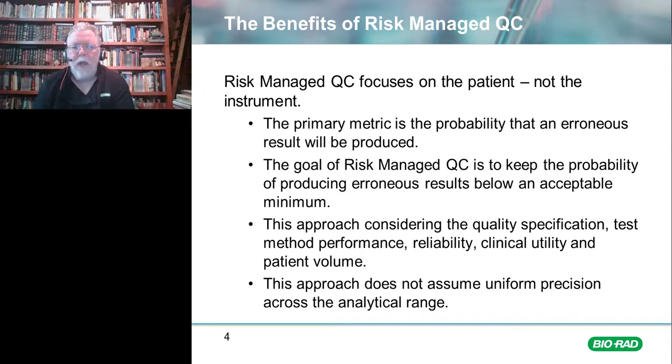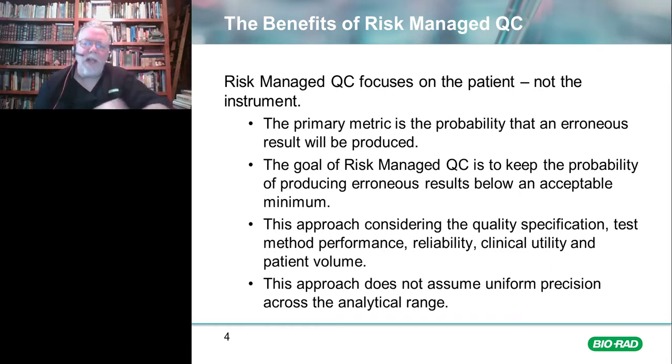evaluating between QC events. And this approach has one other benefit: it doesn't assume that we have uniform precision across the analytical range. Almost none of our test methods for qualitative clinical diagnostics have the same analytical precision at a low concentration as they do at a high concentration. And that's something we have to take into account when we're designing QC strategies.